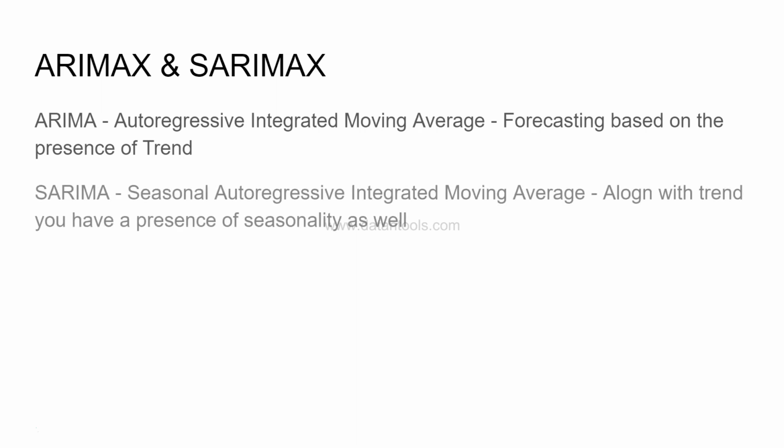Now SARIMA, or seasonal autoregressive integrated moving average, is where, along with the trend, you have the presence of seasonality as well. Seasonality, as you can see, is based on the season. Like in the summer season you have clothes which are very light or very dry in nature, so that you don't feel a lot of heat when you are wearing them, as compared to the winter, when you have a lot of cold and you would like to protect yourself with a warm jacket or something. So you will see that in the winter season the sale of woolen clothes goes high. That's basically a very simple example of seasonality.